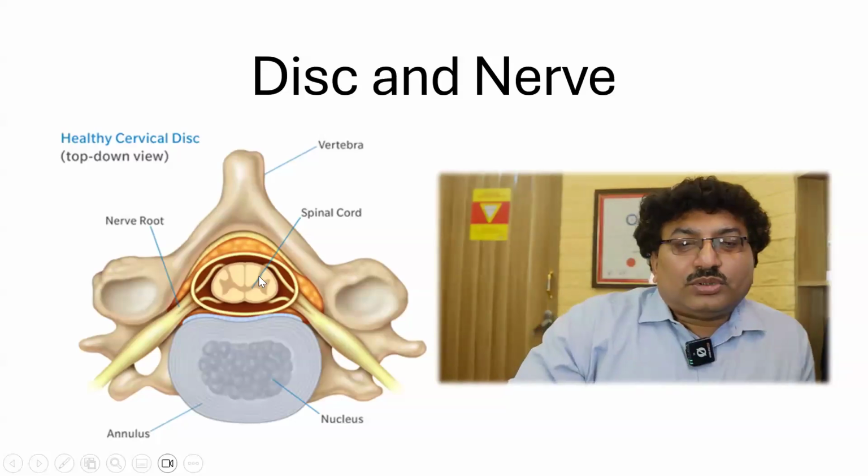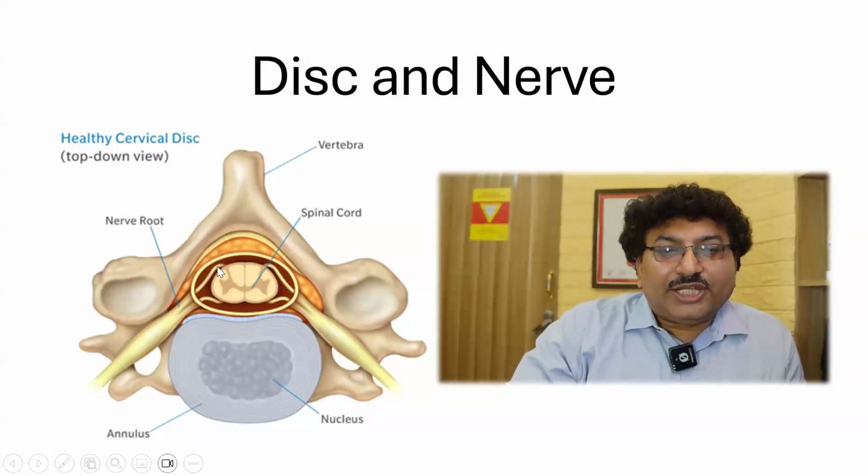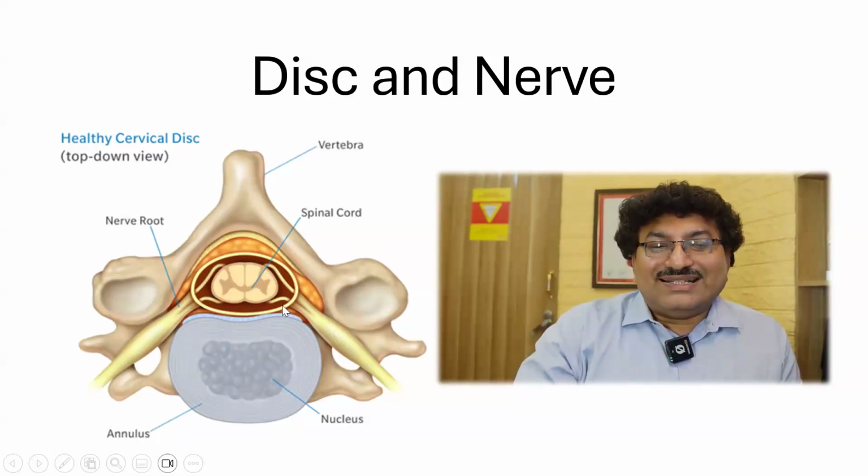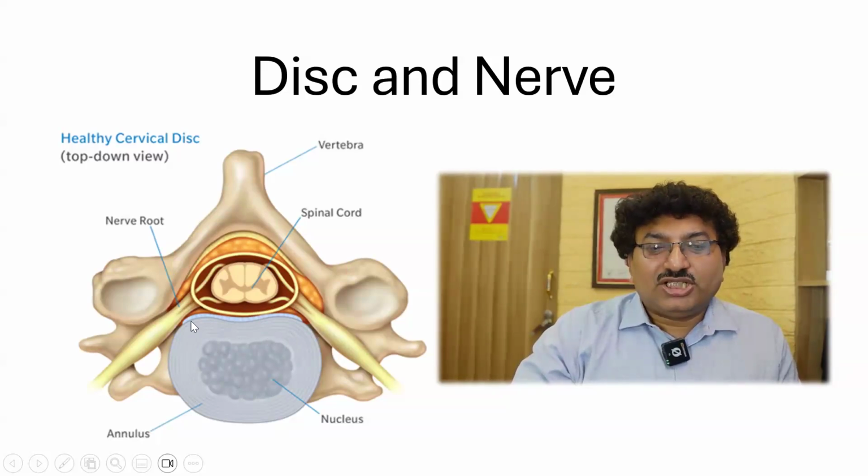Now, here in between, we are having the spinal cord, and in between two vertebral bodies, we have this disc. Now, the disc has two structures. The outer side is known as the annulus fibrosus, and the inner side is known as the nucleus pulposus. So, what is the difference between the annulus fibrosus and nucleus pulposus? The main difference is in the water content.